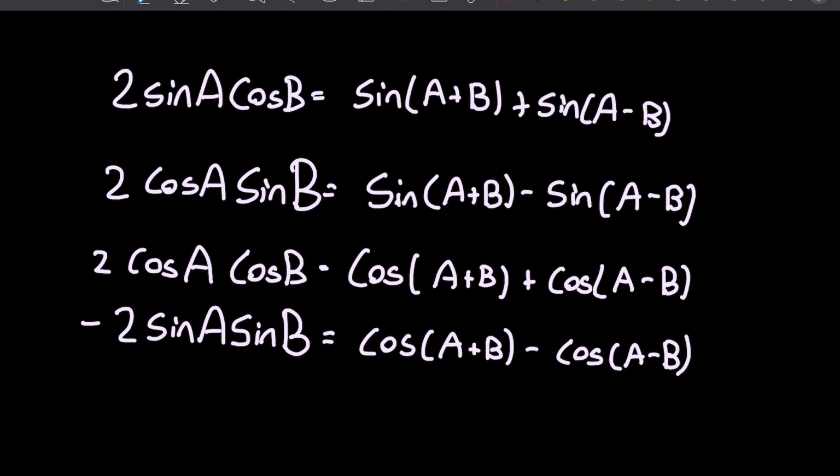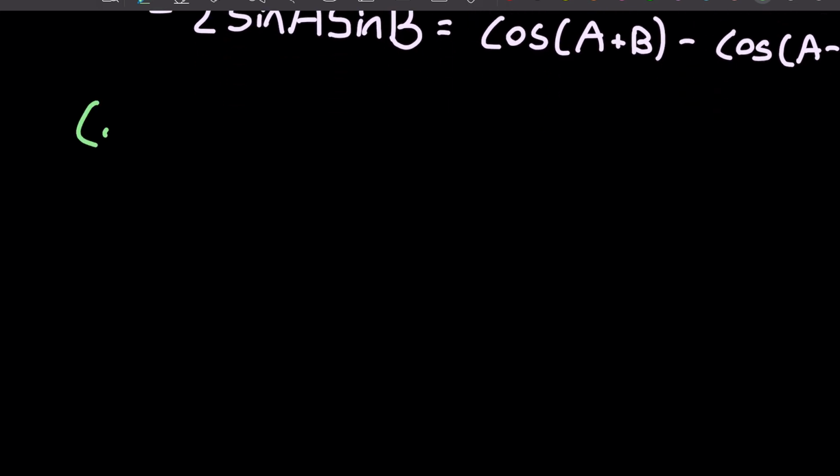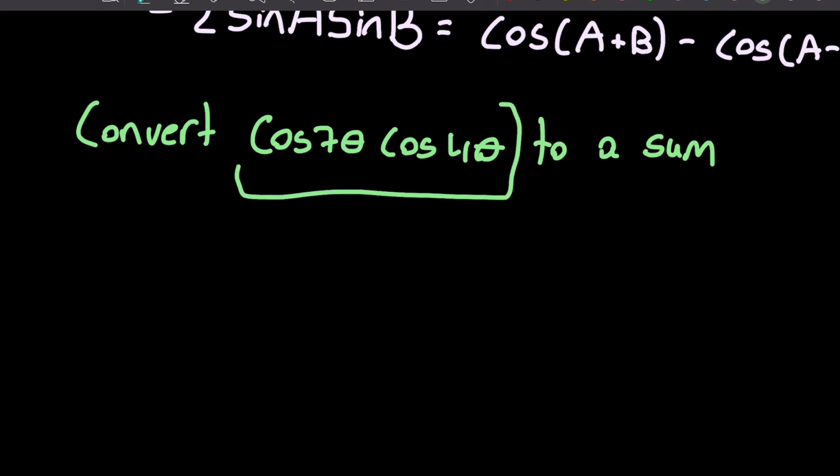So let's say a question asked us to convert cos 7 theta cos 4 theta to a sum of terms, to a sum. So look what we have here. We have two cos terms being multiplied. This means that the result of this is going to be a product. And remember, this whole video is about products to sums and differences.